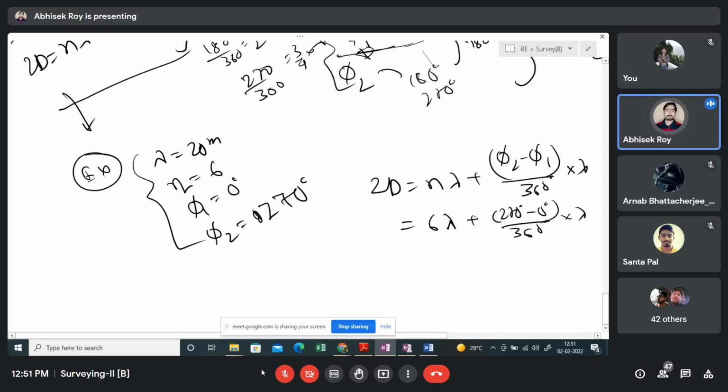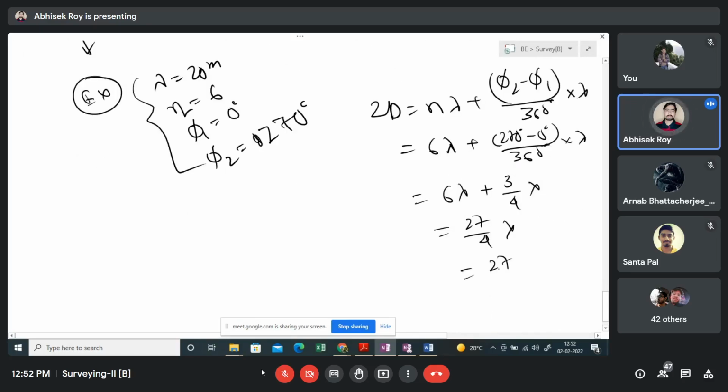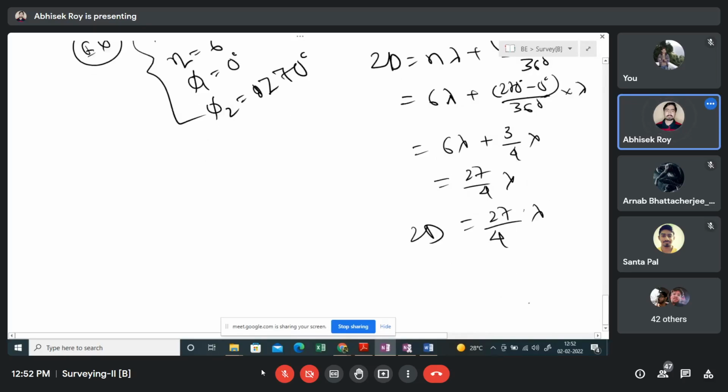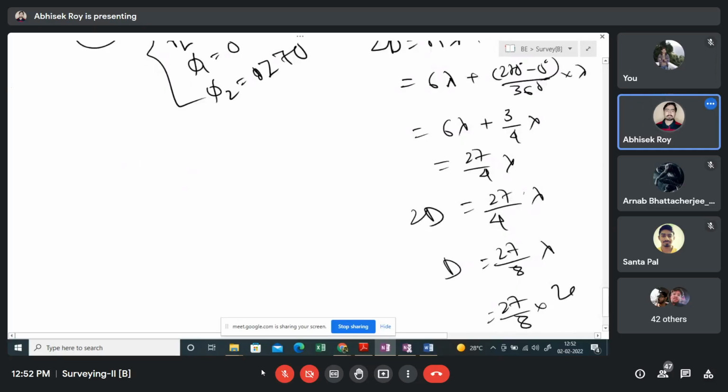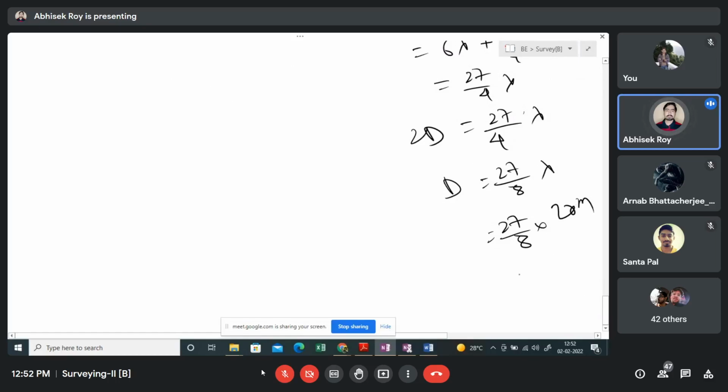So here how much will it come? 270 by 360, so it will be 3 by 4. If you divide by 90 degree, it will be 3 by 4. So 6 lambda plus 3 by 4 lambda, or we can say 27 by 4 lambda, right? Now if you place the value of lambda, this is 2D, 27 by 4 lambda. Now D will be 27 by 8 into lambda. Lambda is how much? 20 meter. So your D will be how much? Calculate.